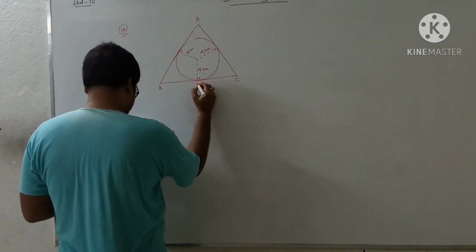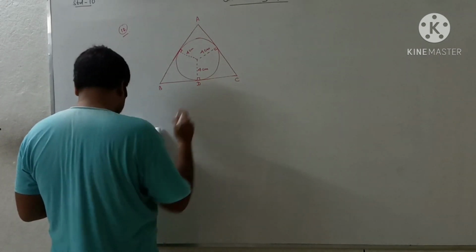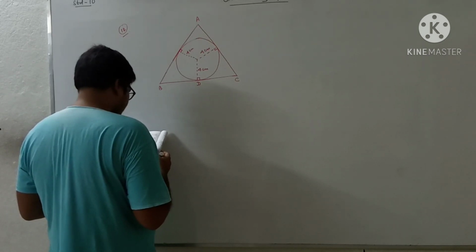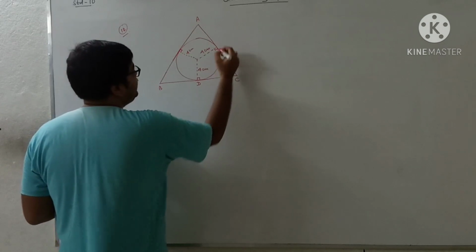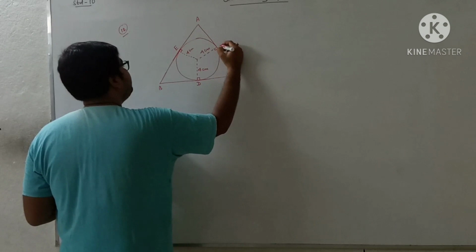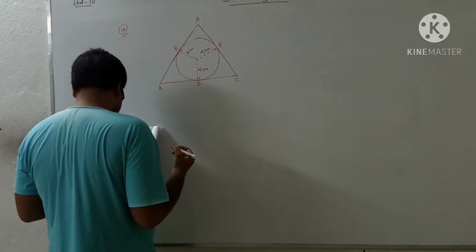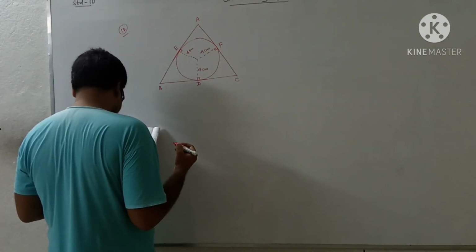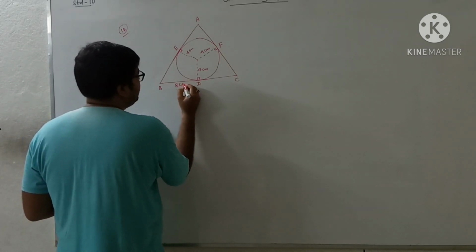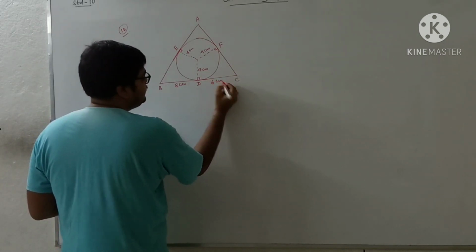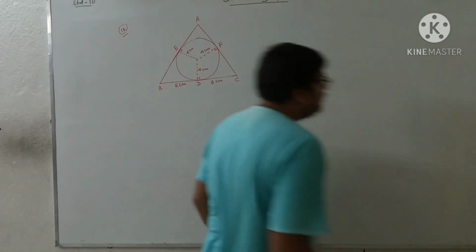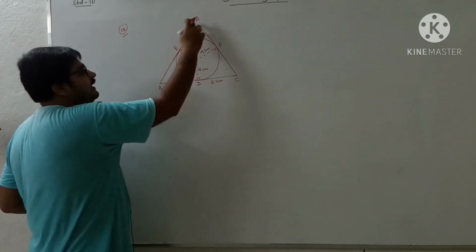So BC is divided by the point D, and the other two touching points we are giving the names E and F. BD equal to how much is given? BD equal to 8 centimeter and CD equal to 6 centimeter. We have to find out the side lengths of AB and AC.